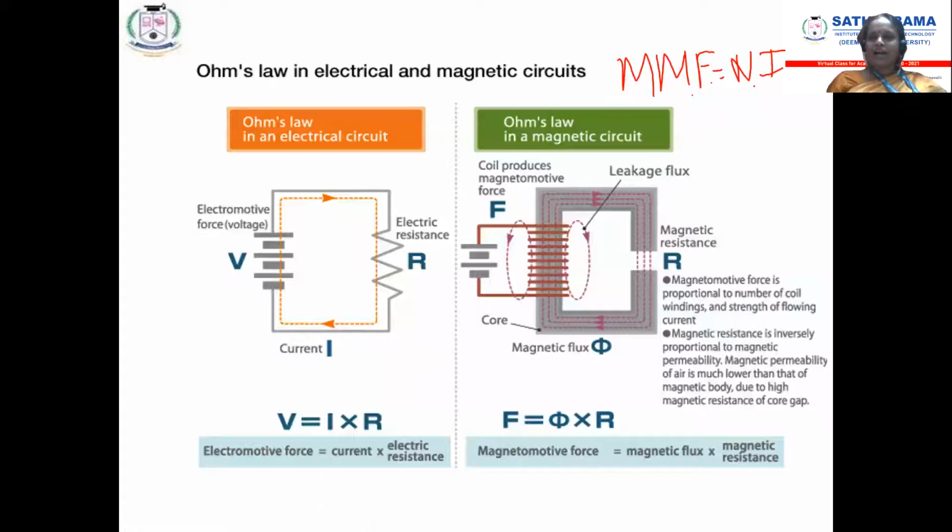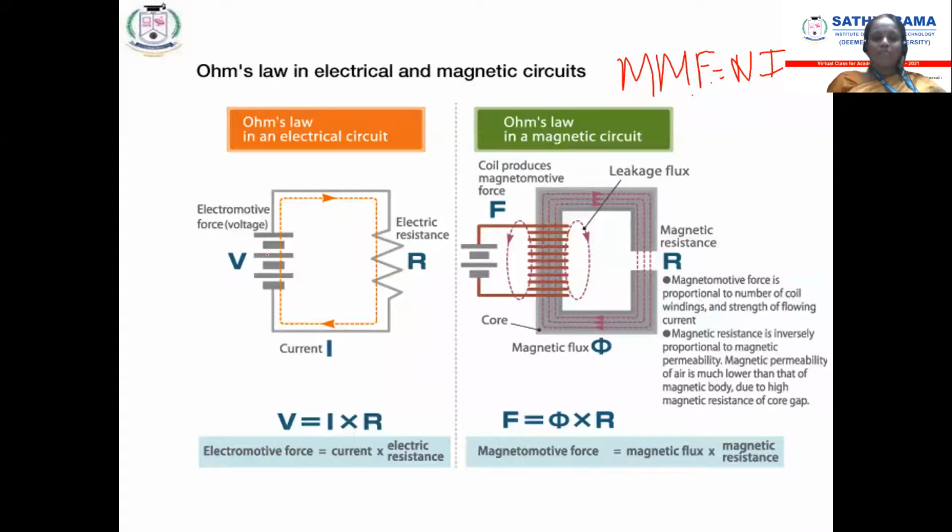N into I: number of turns and current flowing through the coil. Magnetomotive force is directly proportional to the number of turns and the current flowing through the coil. I will discuss the formula later, but you have to know what magnetomotive force is. Once the magnetomotive force is produced, it automatically produces the flux around the coil.